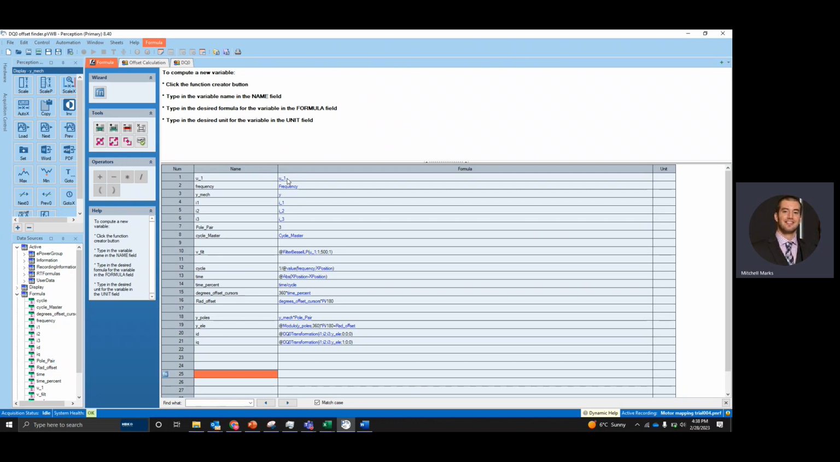So I loaded up phase one voltage. I need to determine the time period, basically figuring out the speed of the machine. So I need the frequency, which is pulled from our fundamental frequency. I want our mechanical angle, and then I'm going to demonstrate the DQ0. So I pull in I1, I2, I3, and the number of pole pairs, which in this case is 3.